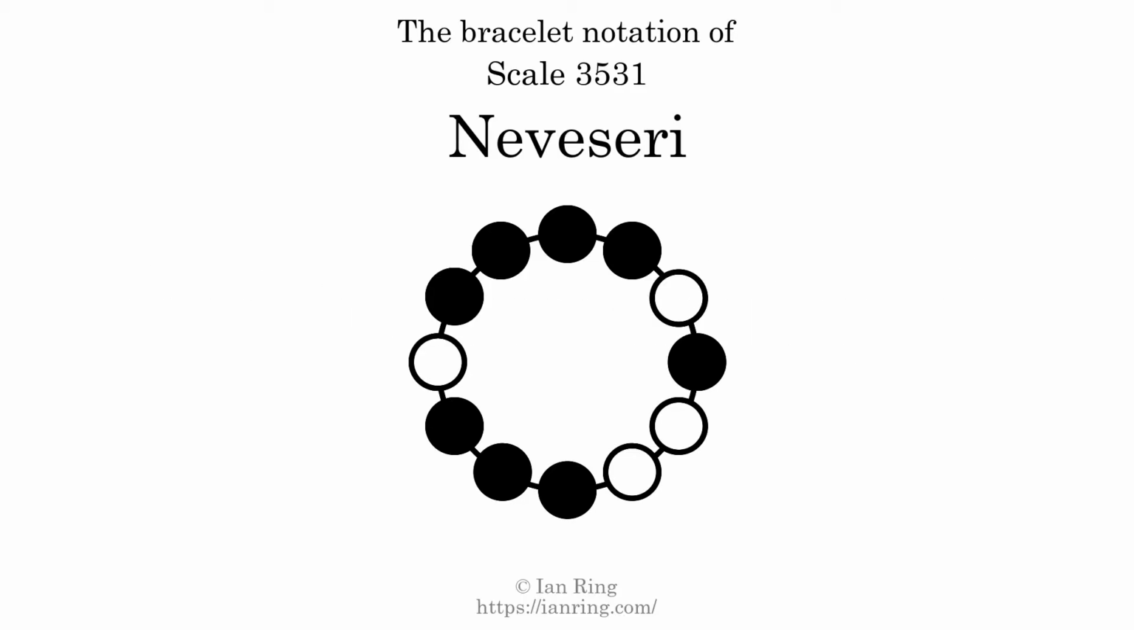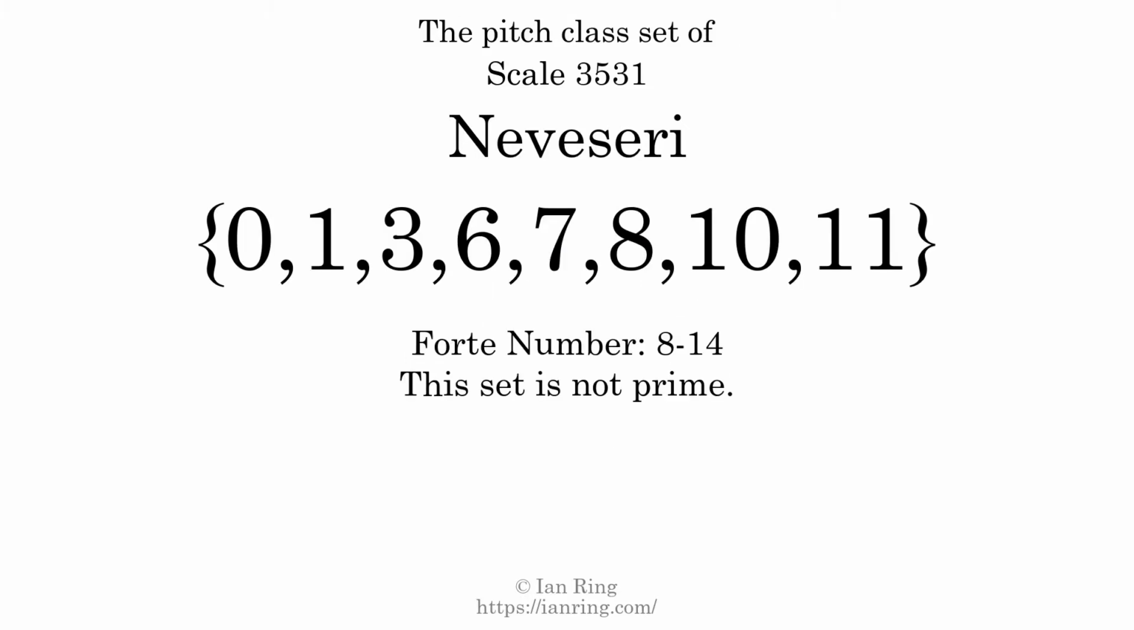This is a bracelet notation diagram of scale 3531. The shaded circles represent tones that appear in the scale, and they are read clockwise, starting at the top. The pitch class set for this scale is 0, 1, 3, 6, 7, 8, 10, 11. The forte class is 8-14. This set is not prime.